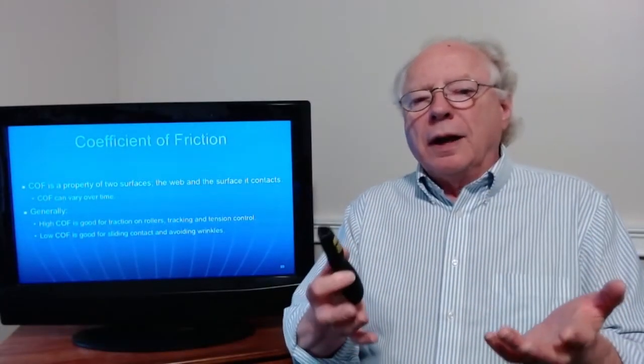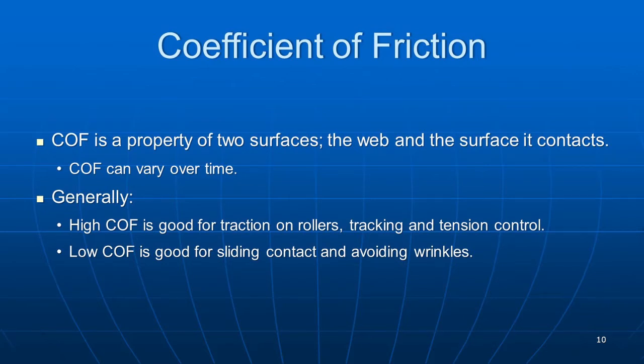COF is a property of two surfaces, the web and the surface that it contacts, and it can vary over time. Because of the two surface thing, your roll supplier, if they don't know what web you're going to use, can't tell you what the COF is going to be. Your web supplier, if they don't know what rolls you're going to run it on, can't tell you what the coefficient of friction is going to be. The only place where it can actually be calculated and known for sure is when you bring the two together in your plant. Typically, it is up to the user to calculate and understand coefficient of friction.